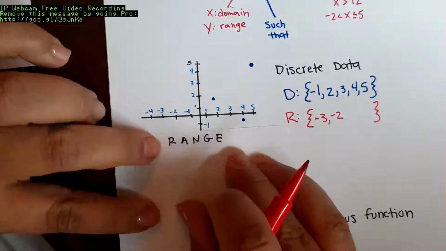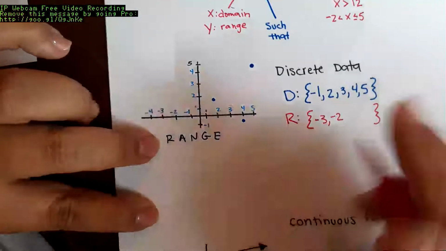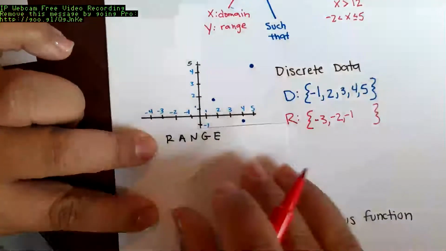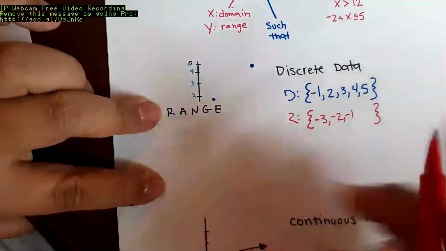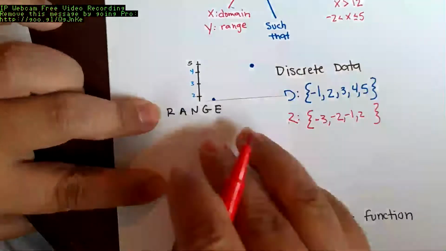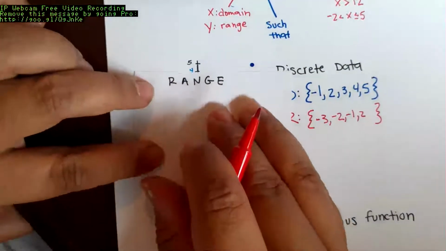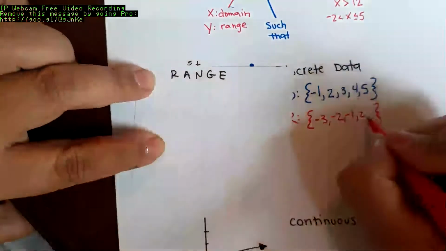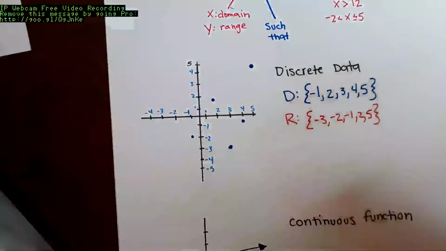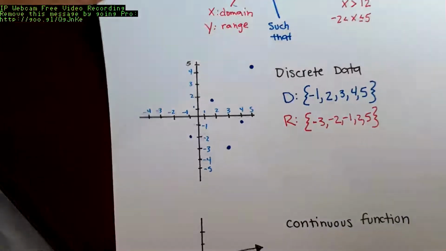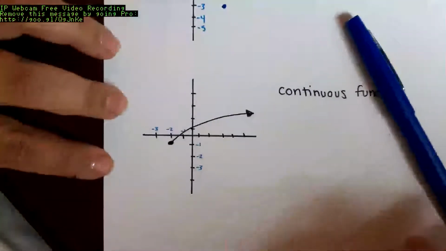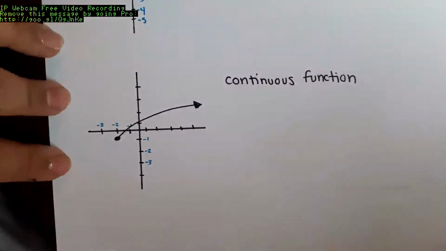On my y-axis, my next point is at negative 1. And then I keep going. My next point is at 2. And my last one is all the way up here at 5. So that is the set notation for my domain and range with discrete data. So let's go ahead and see what it looks like with a continuous function.